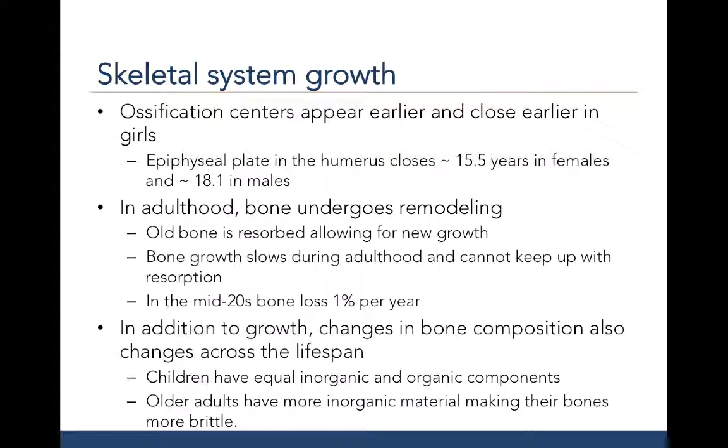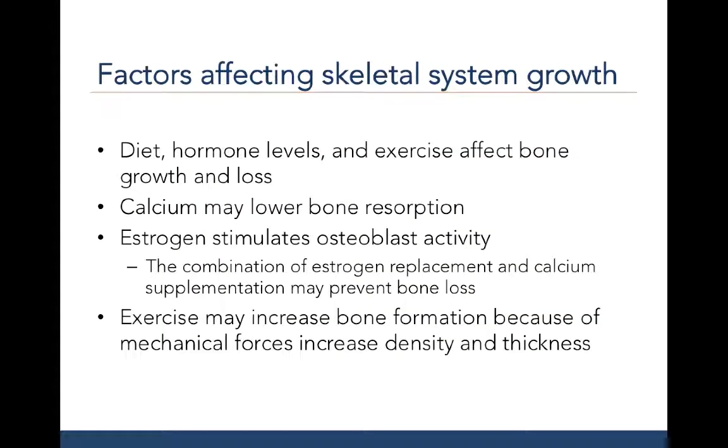In addition to growth, changes in the composition of bone also occur across the lifespan. For example, children have equal parts of inorganic and organic compounds in their bones. In contrast, older adults have more inorganic material, making their bones more brittle and more susceptible to breakage. As we saw with overall growth, the skeletal system is also sensitive to diet, hormone levels, and exercise. These factors influence bone growth and bone loss.